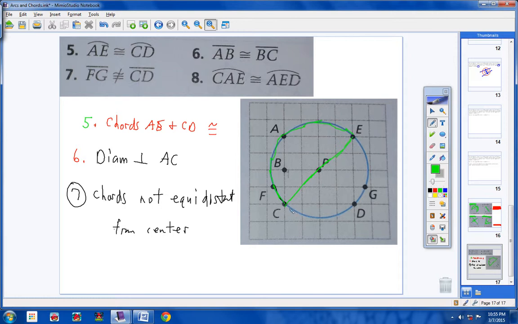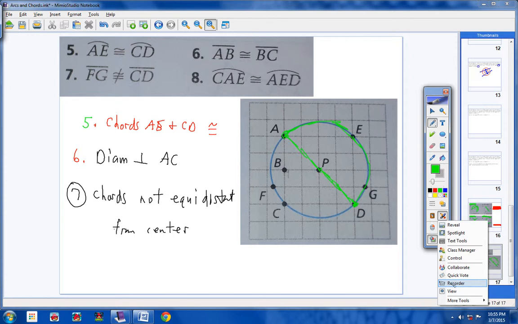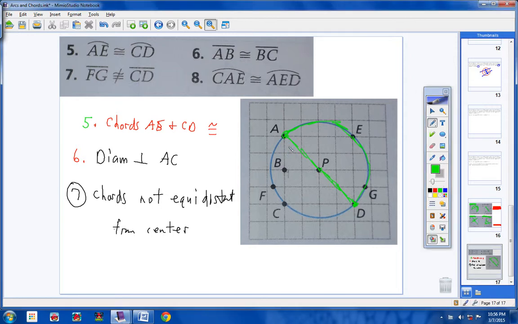Now let's take a look at arc AED. Well, notice these endpoints also lie on the endpoints of a diameter. Well, students, we know the diameters are congruent, correct? So we know diameter AD has to be congruent to diameter CE. Okay, and here's the arc for CAE. They overlap a little bit, but it doesn't matter.